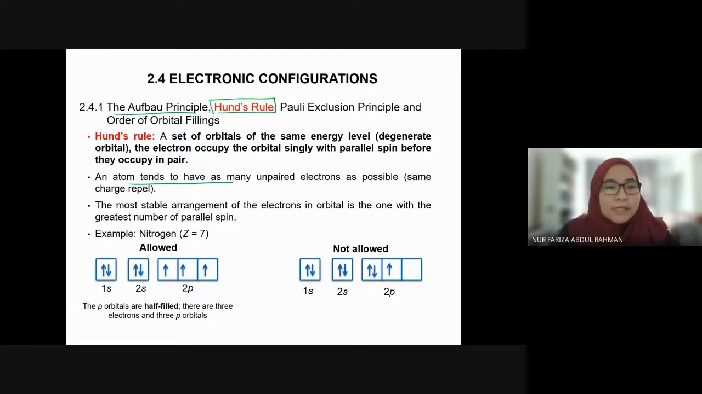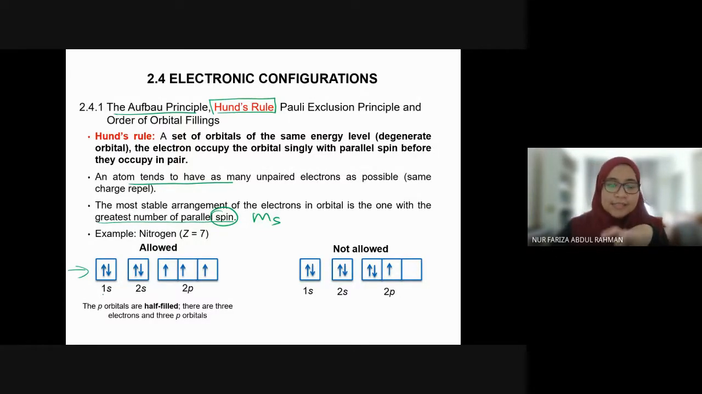Okay, the most stable arrangement of the electrons in orbitals is the one with the greatest number of parallel spins. Parallel spin means they have the same spin. Remember what spin is? Ms. Okay, spin. Example: if we were to allocate all the electrons for nitrogen in the orbitals, how do we do that? Okay, using the orbital diagram, how do we place the electrons in the orbitals?